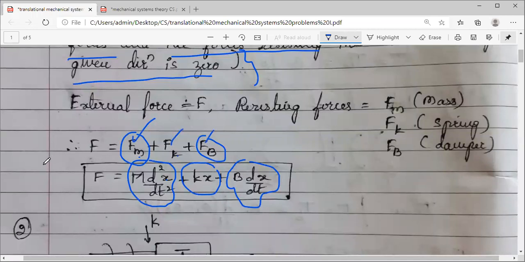Now, according to Newton's law of motion, or whatever principle we have seen, the external force applied F is equal to the sum of all the opposing forces. If you sum them and take them to the LHS, all three become negative, so everything will be balanced, equal to 0. So how can I write the equation? F is equal to all the three forces.